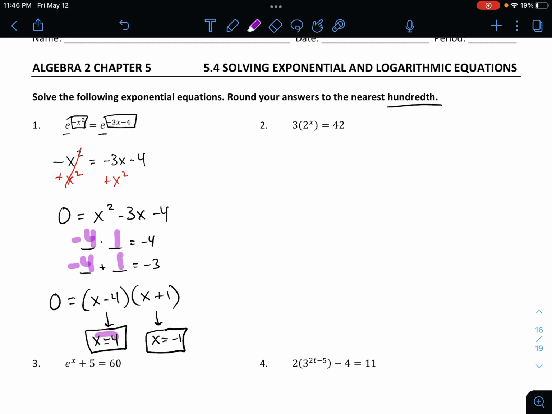If I test out this 4 first, negative 4 squared would give me negative 16. And then negative 12 minus 4 would also give me negative 16. So they're the same, so that does work out for me. And then I could test out the negative 1 here. If I plug in a negative 1 here, that would give me a negative 1. If I plug in a negative 1 here, that's 3 minus 4, which is also negative 1. So these both will work out as possible solutions.